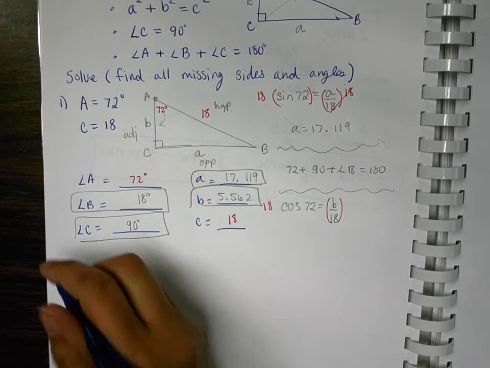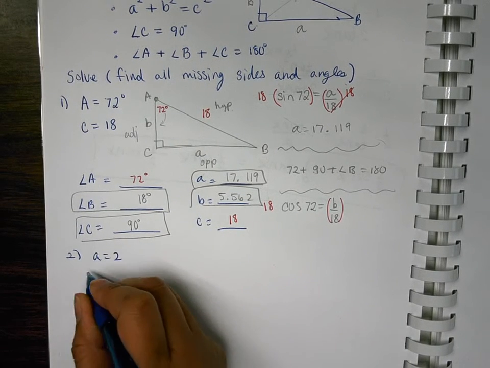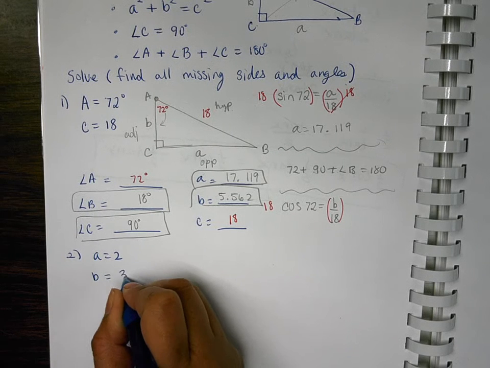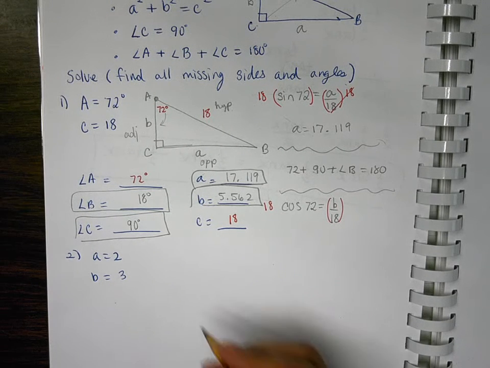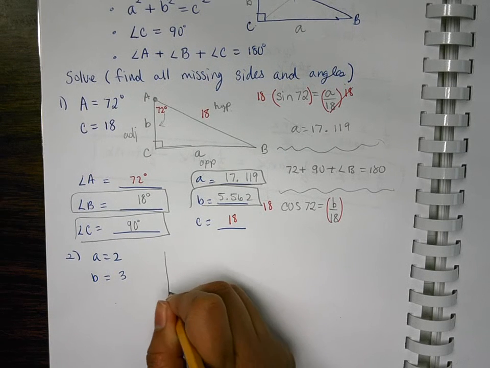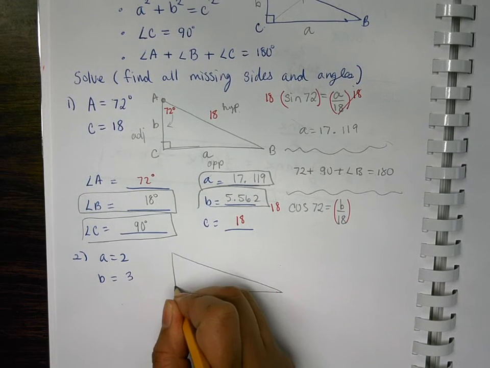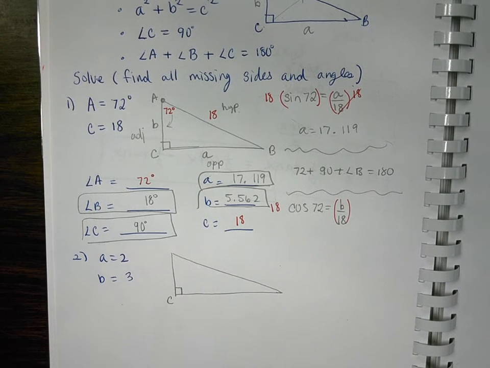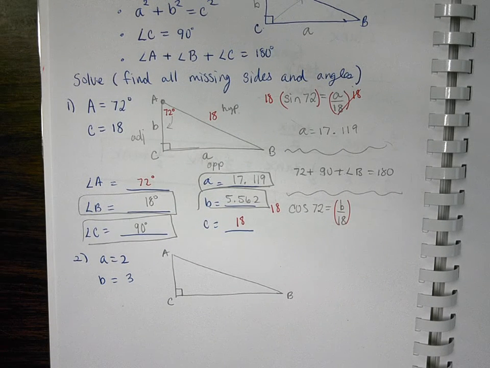Okay. Number 2. Little a equals 2 and little b equals 3. Again, you draw your right triangle. It does not matter how you draw it as long as your right angle is C. And I typically put my A there and B there.